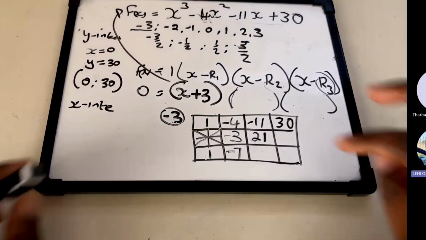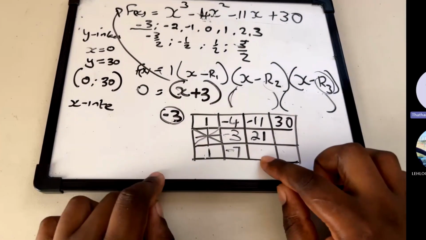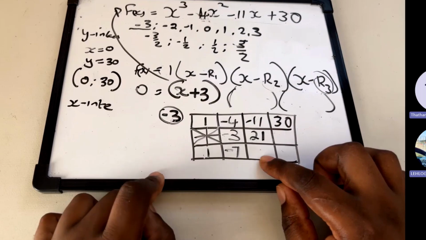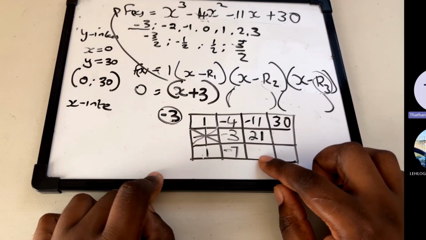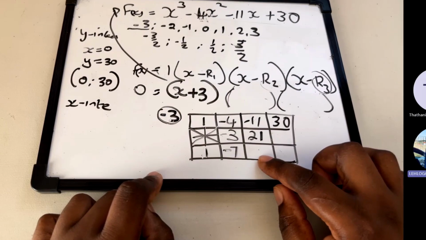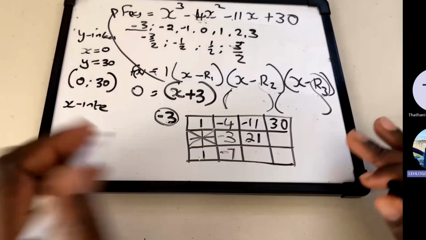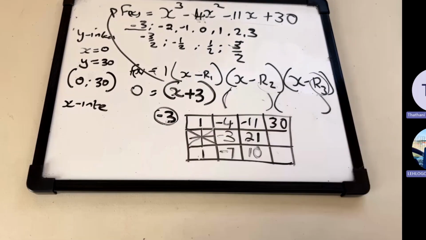Then what do we do with minus 11 and 21 to get the number in this block? We go for minus 11 plus 21, which is going to give us 10. We add them. Don't forget that we must add. The one is positive and the other one is negative. Negative 11 plus 21 gives us 10 when we punch it on a calculator.